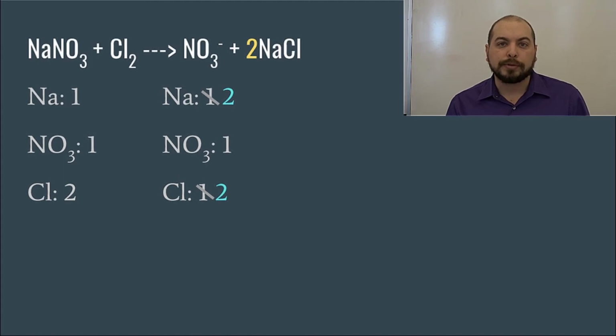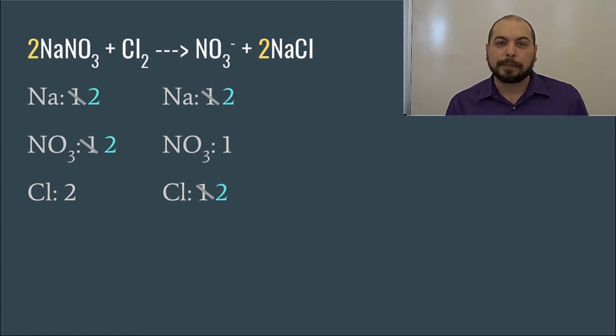So what we now need to do is balance the sodium. On the left side, we're going to put a 2 in front of the sodium nitrate. This is going to balance the sodium so that it has 2 on both sides, but now you can see that it doubled the nitrate. So we have 2 nitrates, and we can fix that by doubling the nitrate on the right side, putting a 2 in front of it.